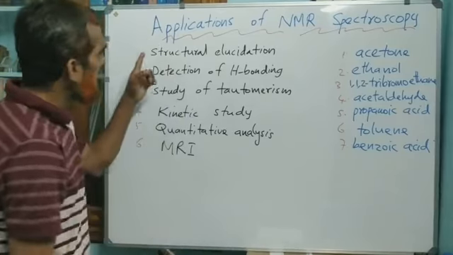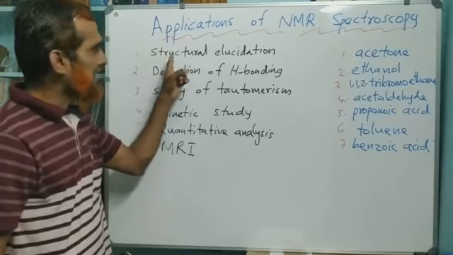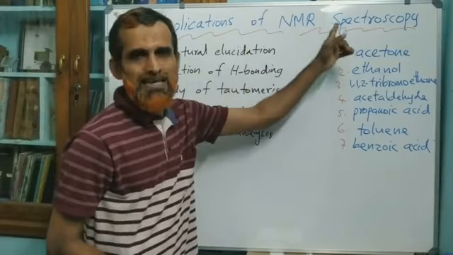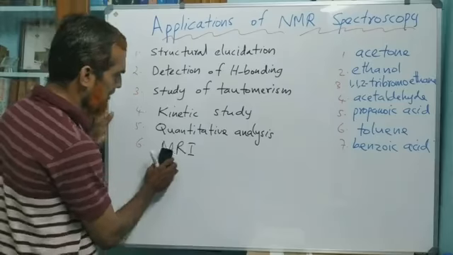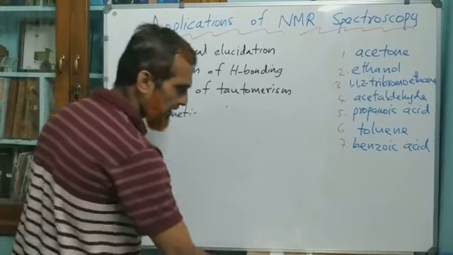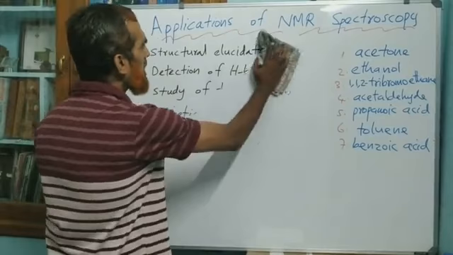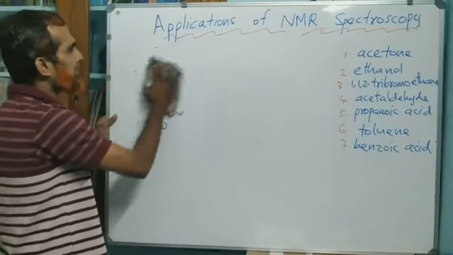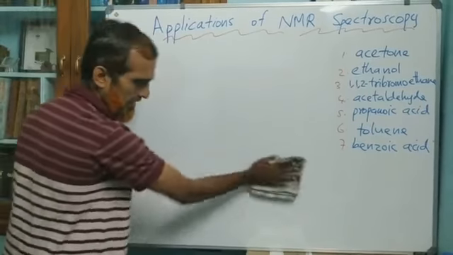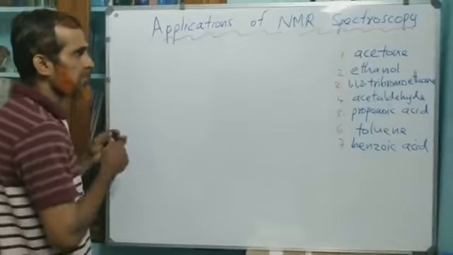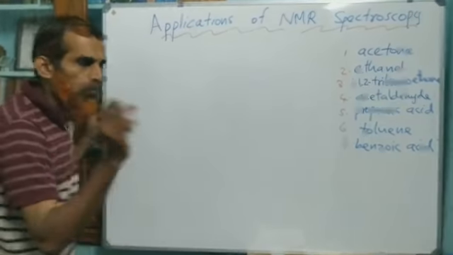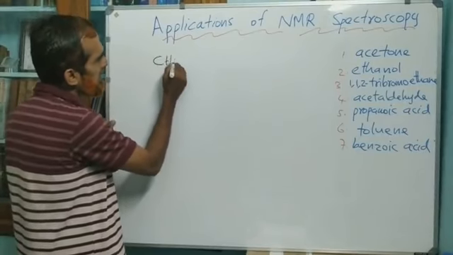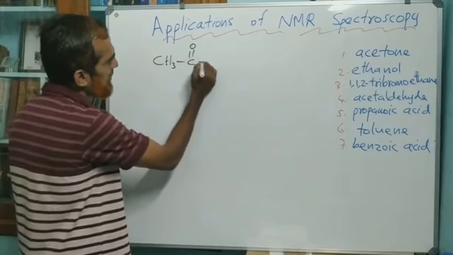Now we go to the detailed application of structural elucidation, or we will see how NMR is obtained for these molecules according to our syllabus. Let's take one by one. If you are given a molecule and asked to interpret the NMR spectrum, how do you do it? Starting with acetone. What you do first is write the structure. So acetone is CH3, CO, CH3.